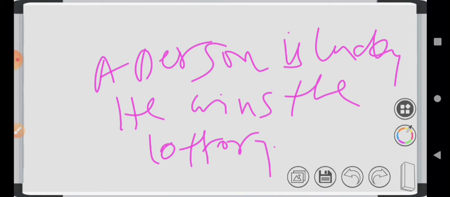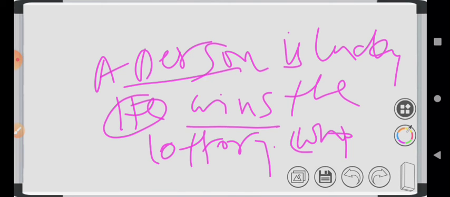There are two sentences. Combine them with who. A person is lucky. Instead of the personal pronoun he, we use who: who wins the lottery. Why do we add s? The person is singular. This is subject verb agreement. We should observe this in the relative clause also. The person who wins the lottery is lucky. That is the right answer, my dear students.